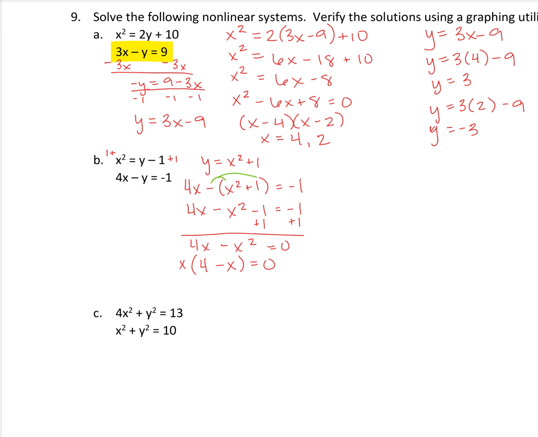If I set them both equal to 0, I get x equals 0. Then setting the other equal to 0, I move my 4, so I get negative x equals negative 4. That becomes x equals positive 4. So I get x equals 0 and x equals 4.